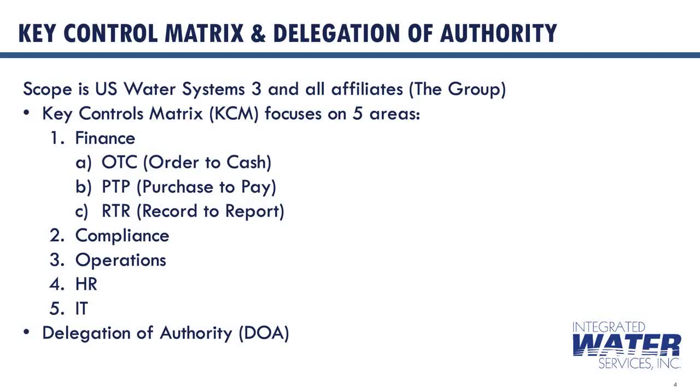The Key Controls Matrix covers U.S. Water Systems 3, which is the company that owns IWS, MMBR, Hyperion, and KLA. We will refer to them as the group. The Key Controls Matrix is divided into 5 areas. The first is the finance controls, which are in turn divided into 3 different towers. Order to cash, which covers sales and collections. Purchase to pay, which covers the purchase cycle, and record to report, which covers the production of financial information. The 4 remaining areas are compliance, operations, HR, and IT. The Delegation of Authority document has the same scope.